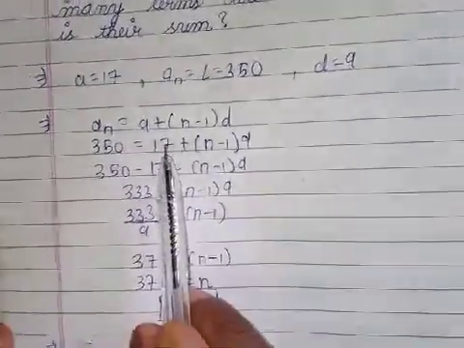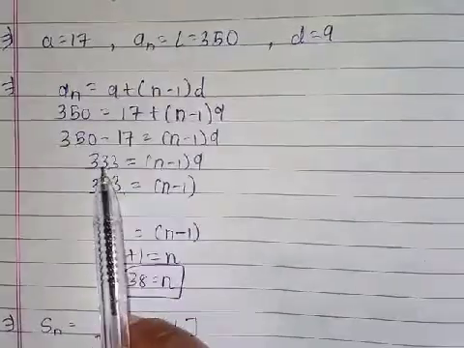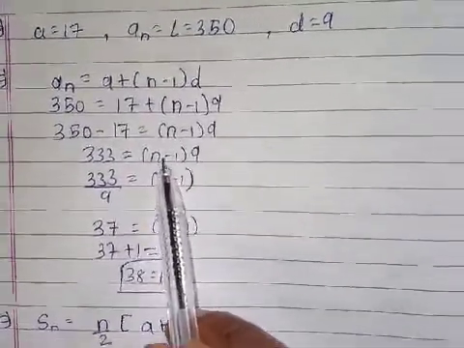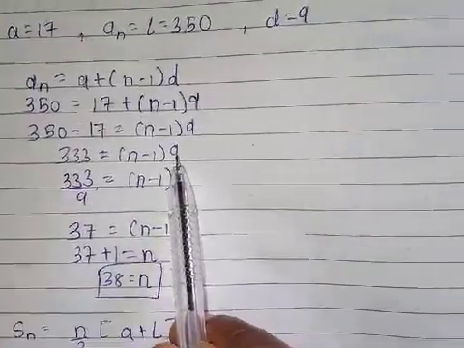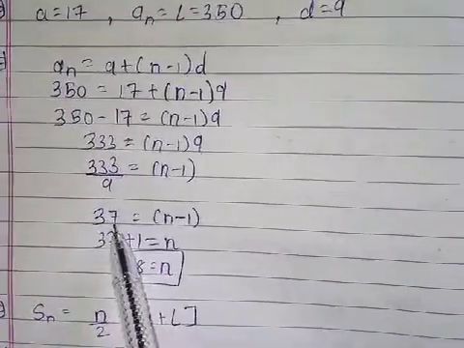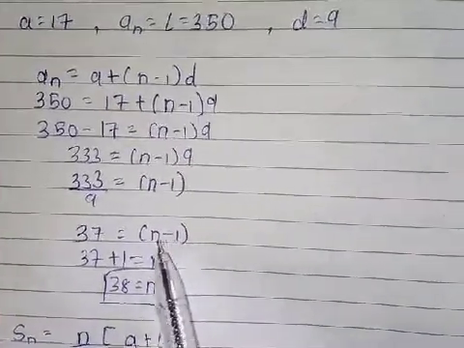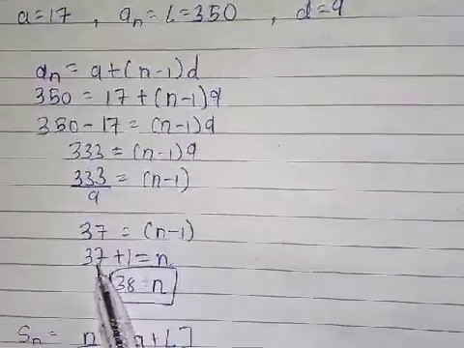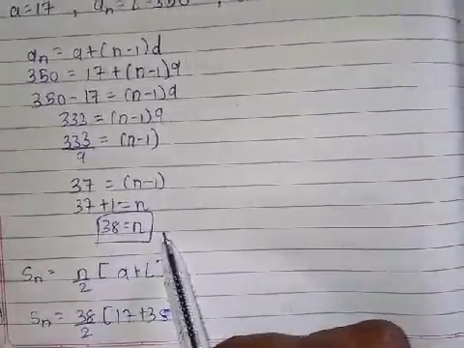Plus 17, moved to the other side, it will be minus. So 350 minus 17 is 333, equal to (n minus 1) into 9. The relation of n minus 1 and 9 is multiplication, so it will go in division. If you divide it, you will get 37, which is equal to n minus 1. Minus 1 will move to the other side, it will be plus, so it will be 38. So n is equal to 38. Now we have to find the sum.